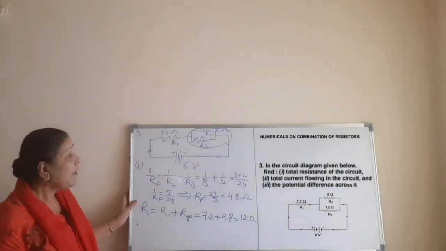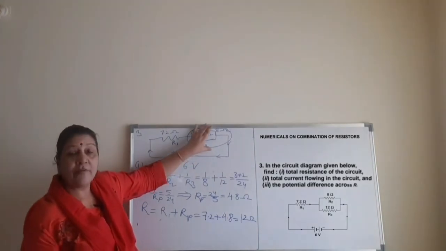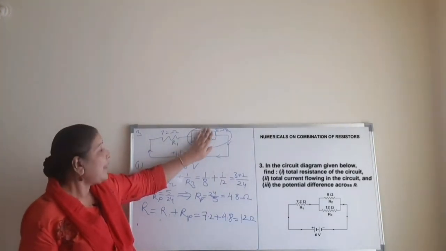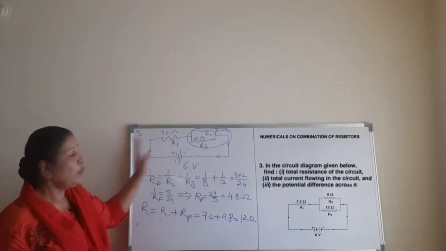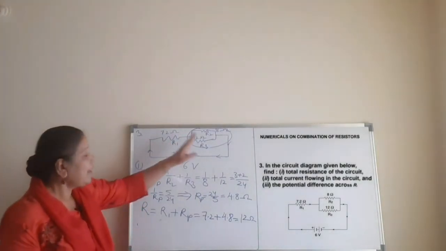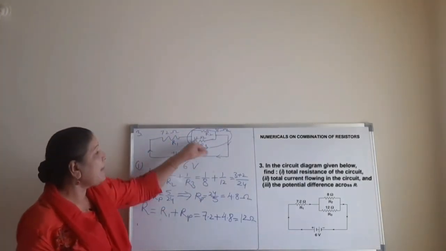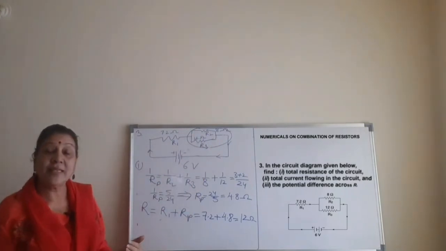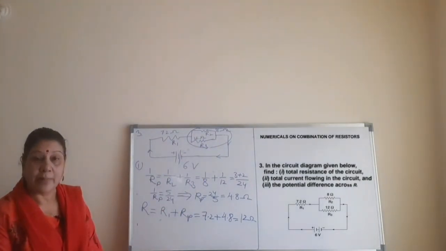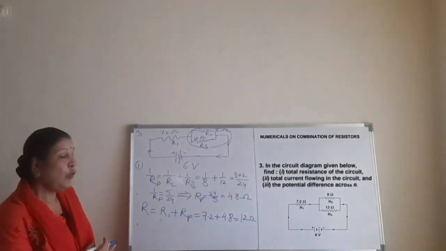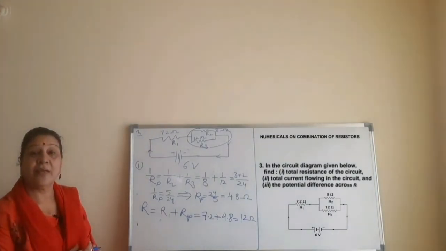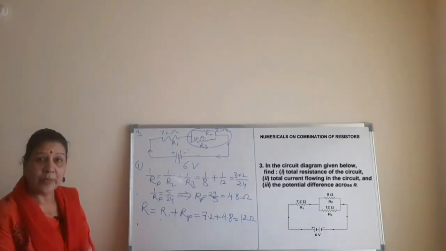What did we do? We first found the resultant of these two parallel resistors, and we named it RP. So R1 and RP, because they are in series, will add up. So we get 12 ohm. The total resistance of the circuit is 12 ohm. Clear?